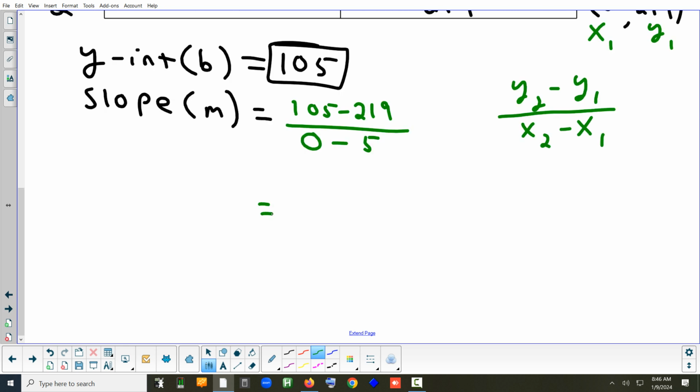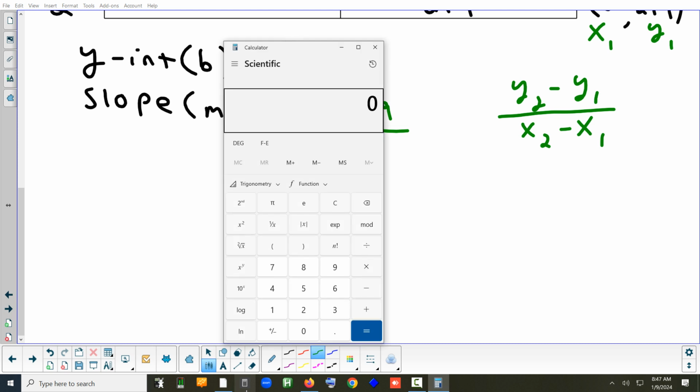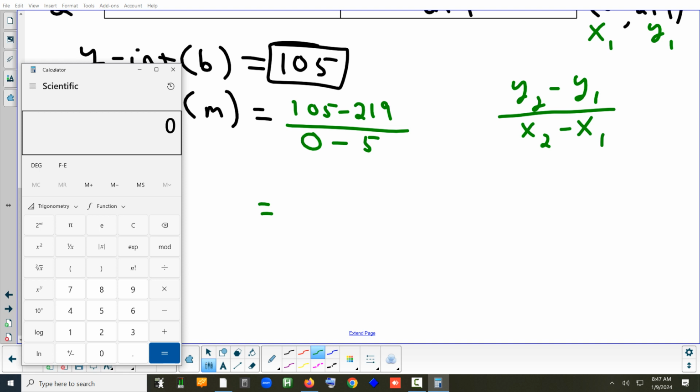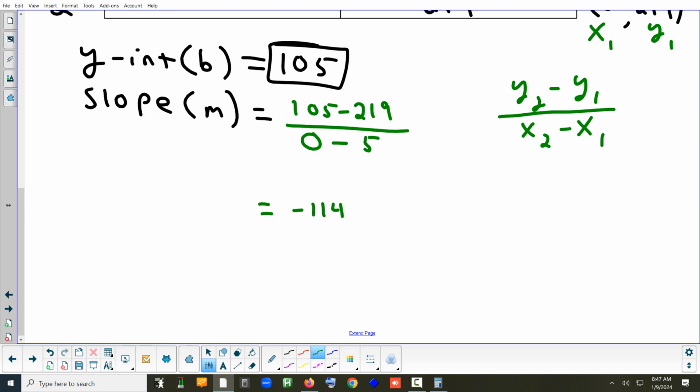Okay, so we're going to need a calculator. I think it's 114. What's that one, 114? Yes. So that's negative 114. And 0 minus 5? Negative 5. And because we have a negative divided by a negative, it cancels out. Yep, it becomes a positive. And that's my slope.